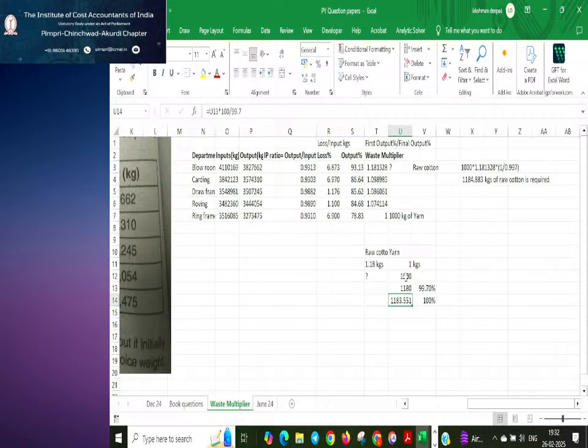1183.5 kgs of raw cotton लेंगे, तब जाके वो moisture loss होके 1180 kgs पे रुकेगा, and उसे process करने से you will get 1000 kgs of yarn. Are you able to understand now? Yes, ma'am. So that is the concept behind it. So this one question एक ही बार पूछा गया था for 4 marks.